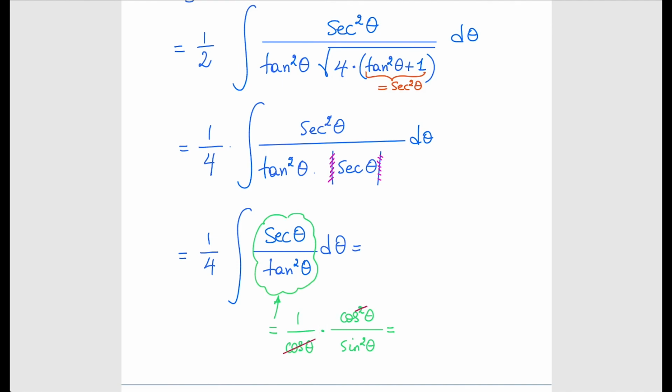we're gonna get cosine theta divided by sine squared theta. Okay, so then the integral is 1/4 integral of cosine theta divided by sine squared theta d theta. Okay, and how do we integrate this thing?